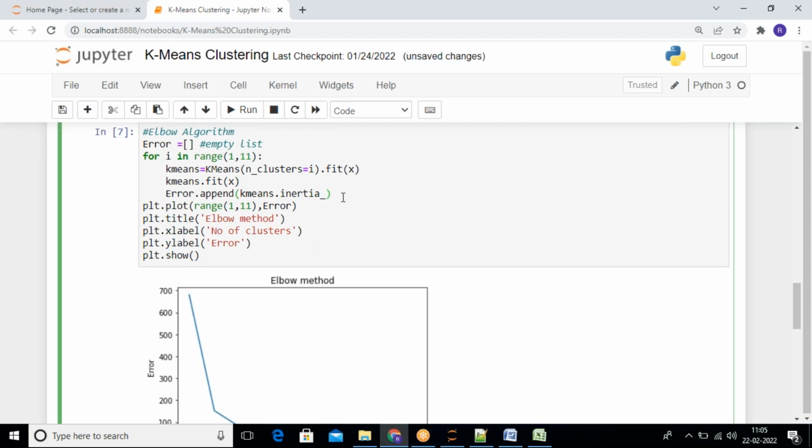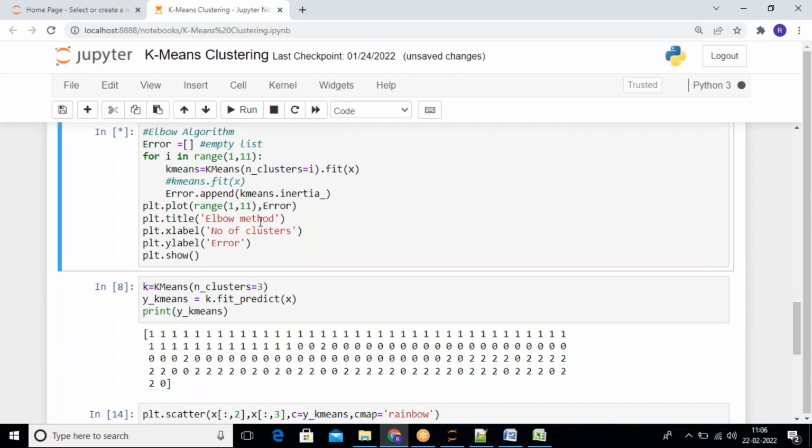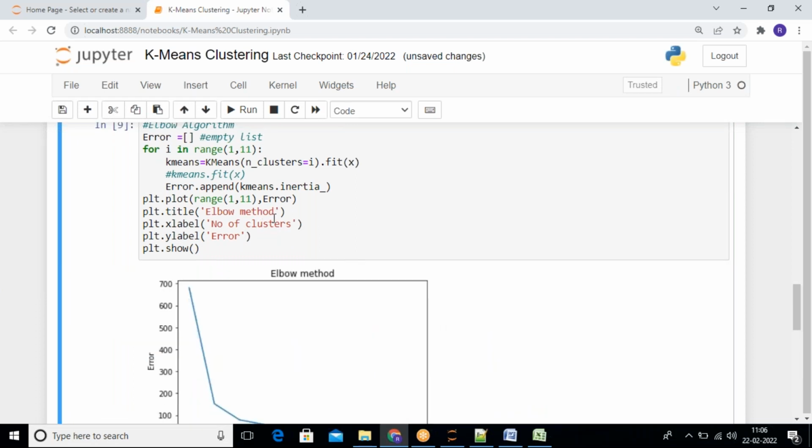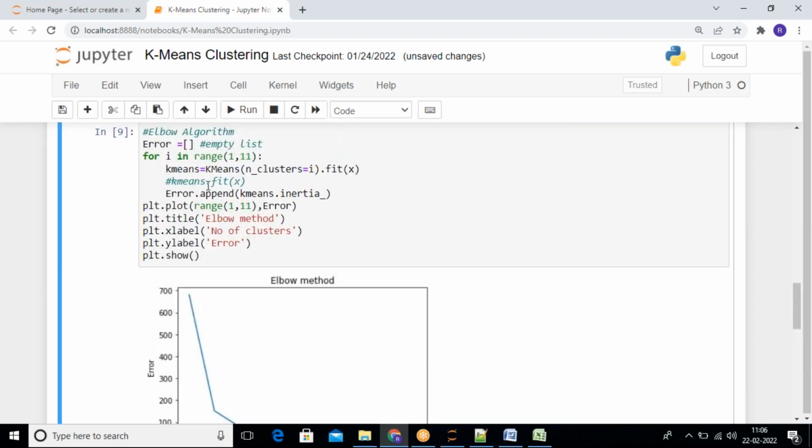See, inertia. So one question. Yeah, Darshan. Why have you written fit X twice? Here you have written fit X, and here also fit X. Which one? This one, no? Yes, sir, kmeans.fit(X) and here also kmeans equals KMeans. You are right, this was actually extra. Very good. I have written it two times. Thank you, Darshan.